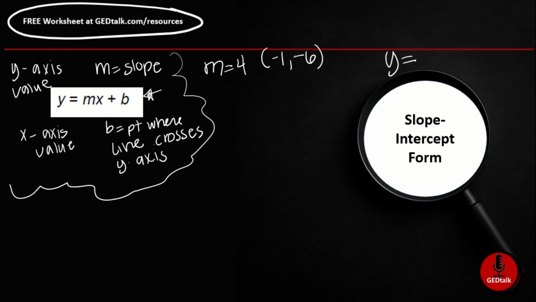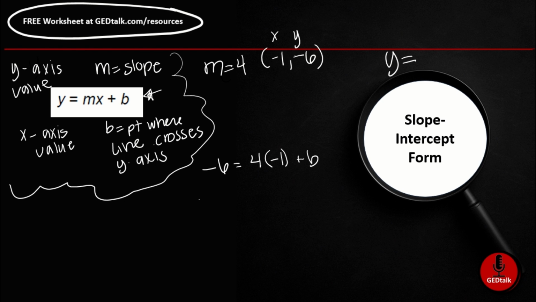So let's go ahead and do that. And I have x and y here. So I have -6 equals m, which is 4, x, which is -1, plus b. So you can see b is your variable. You need to get b by itself to figure out what b equals.